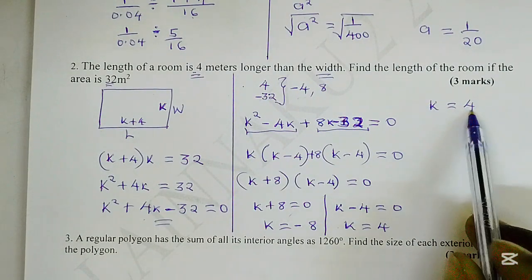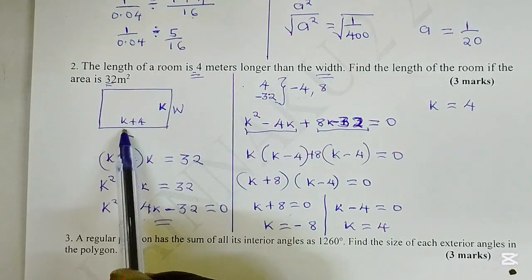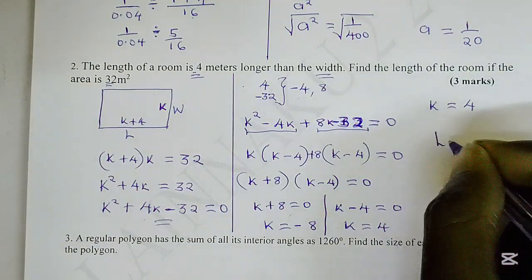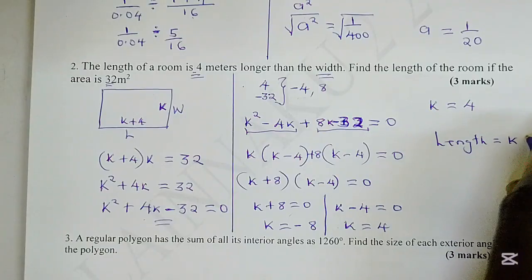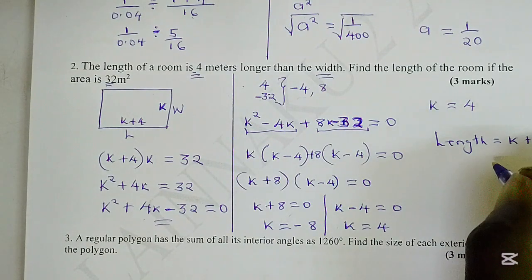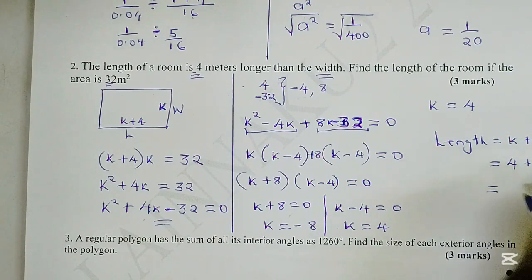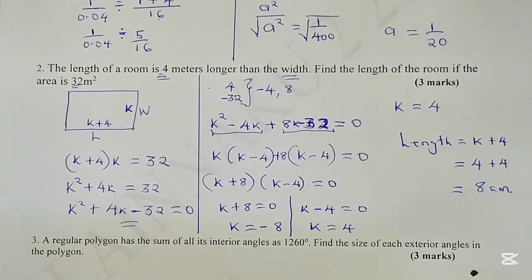Now, if K equals 4, they want us to find the length. Remember, we said the length equals to what? K plus 4. So in this particular case, the length here is going to be K plus 4. And we found that K is 4, then plus 4, so it means that the value of the length is 8 centimeters in this particular case.